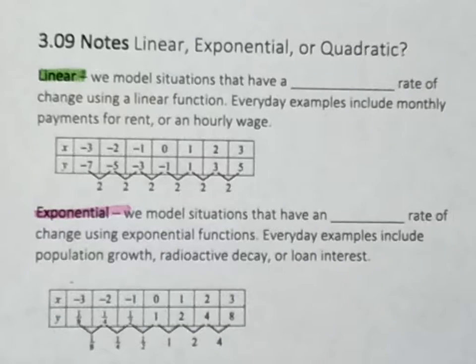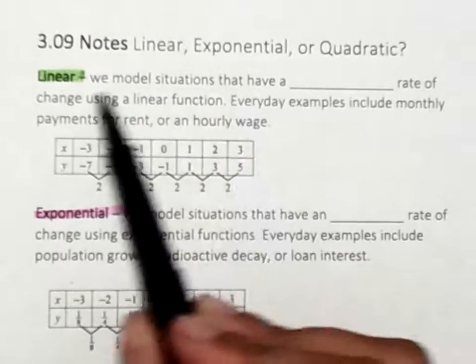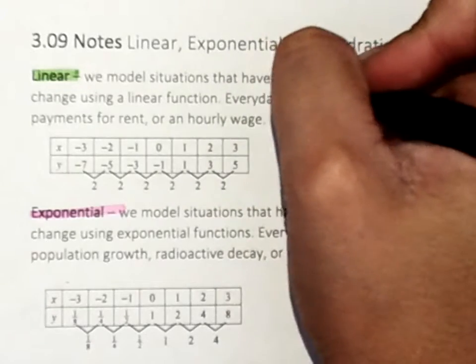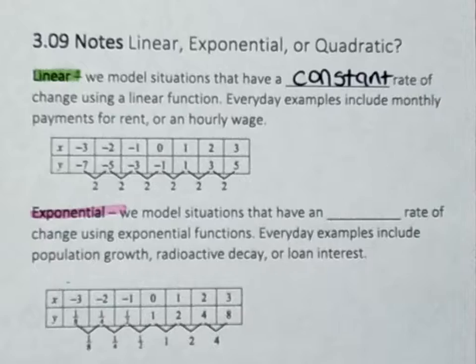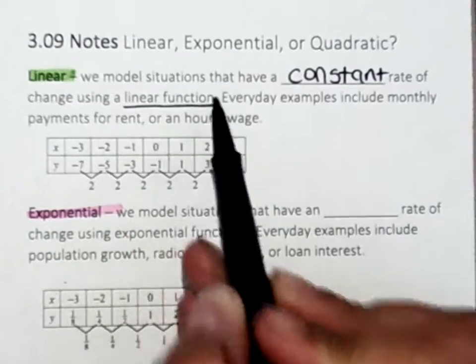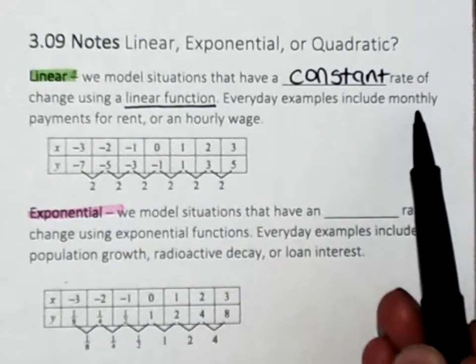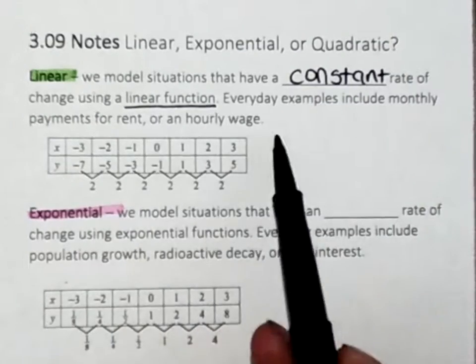In our notes today, we're going to be talking about the differences between linear, exponential, and quadratic functions. We model situations that have a constant rate of change using a linear function. Everyday examples include monthly payments for rent or an hourly wage.